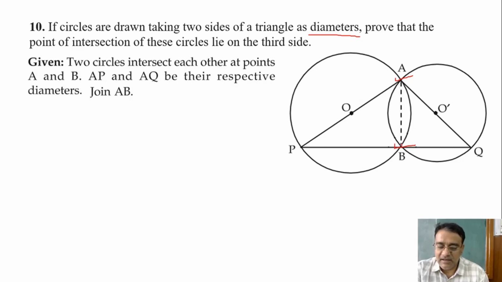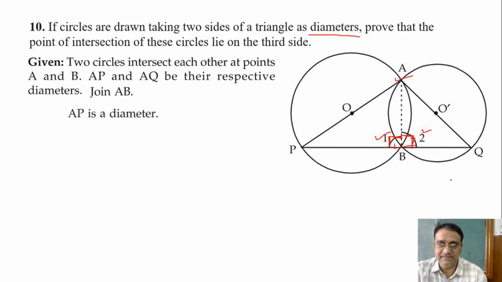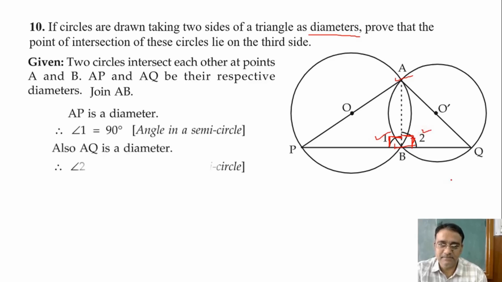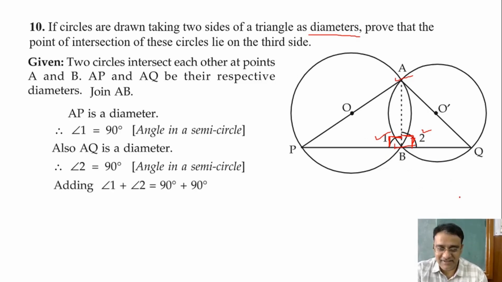Okay. Now AP is the diameter. So what is the value of this angle? 90 degree. Why? Angle in a semicircle. Very good. Similarly, this is also 90 degree because AQ is a diameter. ठीक है. So angle 1 और angle 2 दोनों 90 degree हो जाएगा. Now what is the sum of angle 1 and 2? 180 degree. Right, 180 degree.